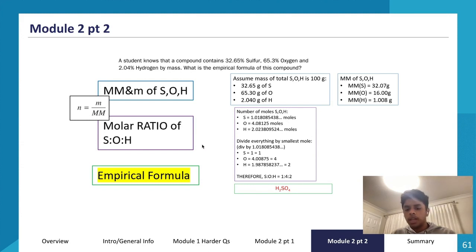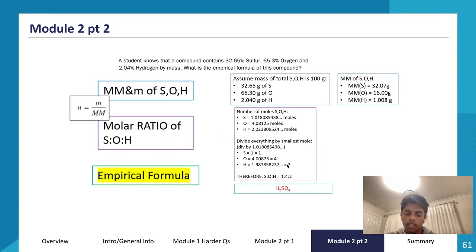And if I divide hydrogen by that value now, I get 2.0238095, etc., divided by 1.018085438. I get 1.987, which is approximately equal to 2. So you don't need to be too specific with plugging in like 10 digits of numbers and dividing it through. You just need to get an approximate ratio, right? So you can also already approximate it over here as 1 to 4 to 2. But by showing that you've done the calculations, you get a ratio of 1 to 4 to 2. And now we can plug this into our ratio. So we can now say, therefore, the ratio of sulfur to oxygen to hydrogen is 1 to 4 to 2.